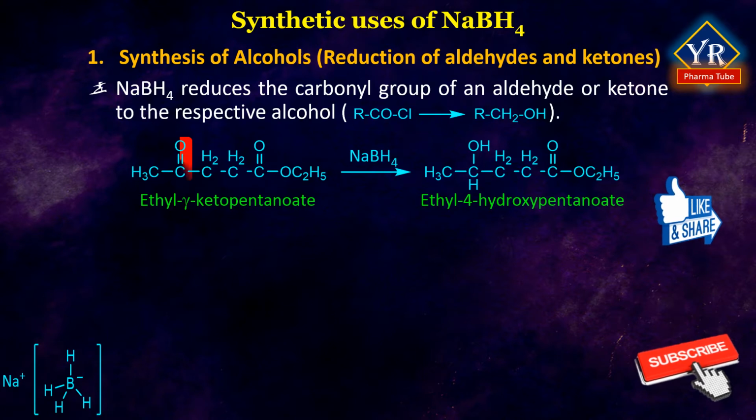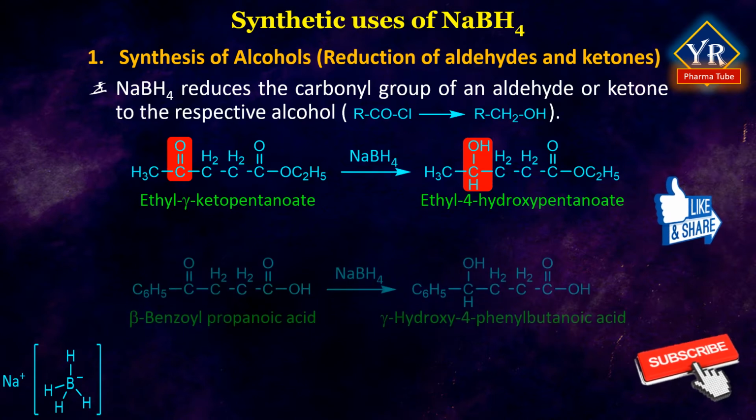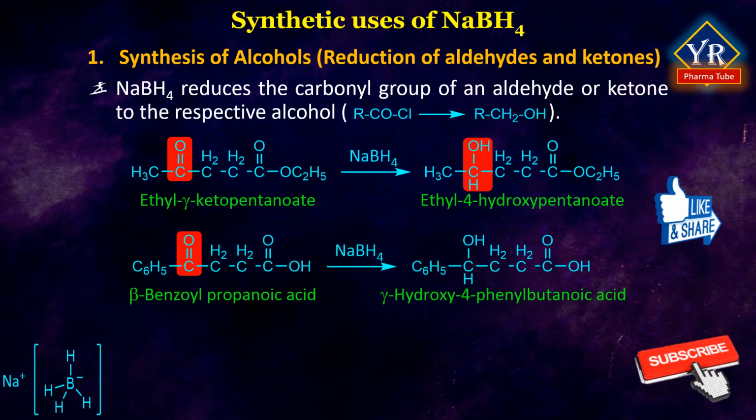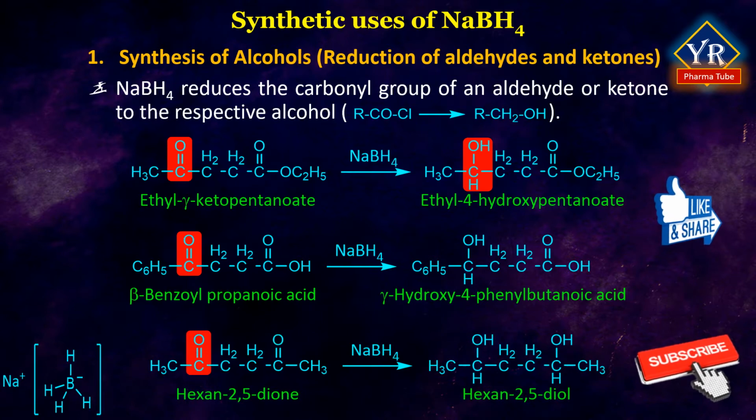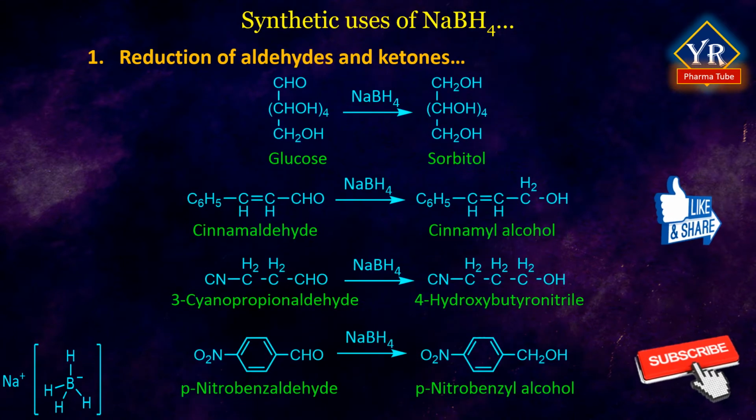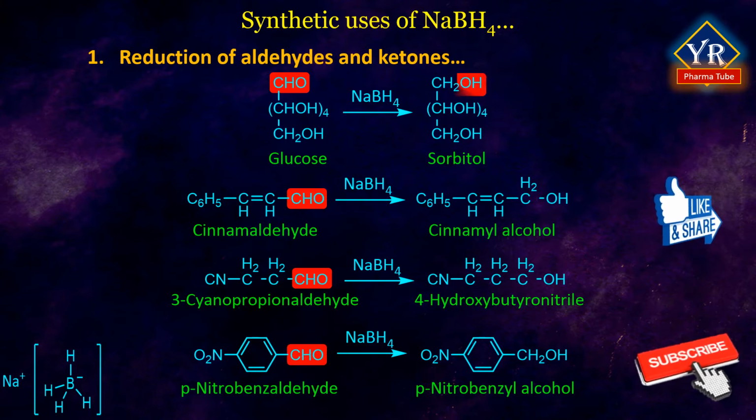The carbonyl group present in ethyl gamma ketopentanoate is converted to an alcohol group in ethyl 4-hydroxypentanoate by the action of sodium borohydride. Similarly, the carbonyl group of para-benzoyl propanoic acid and hexane-2,5-dione is converted to gamma-hydroxy-4-phenylbutanoic acid and hexane-2,5-diol respectively. Here are some more examples where the carbonyl group of glucose, cinnamaldehyde, 3-cyanopropionaldehyde and para-nitrobenzaldehyde are converted to sorbitol, cinnamyl alcohol, 4-hydroxybutyronitrile and para-nitrobenzyl alcohol respectively.